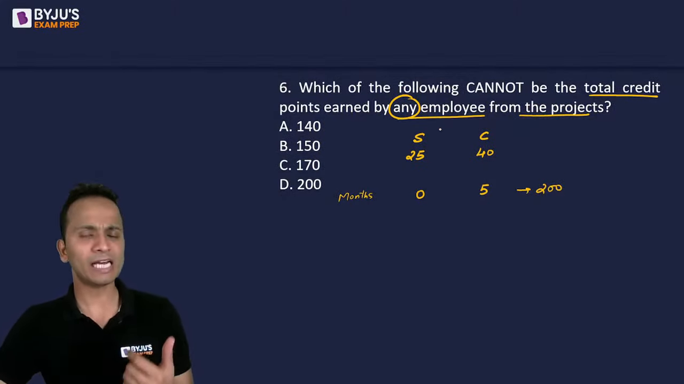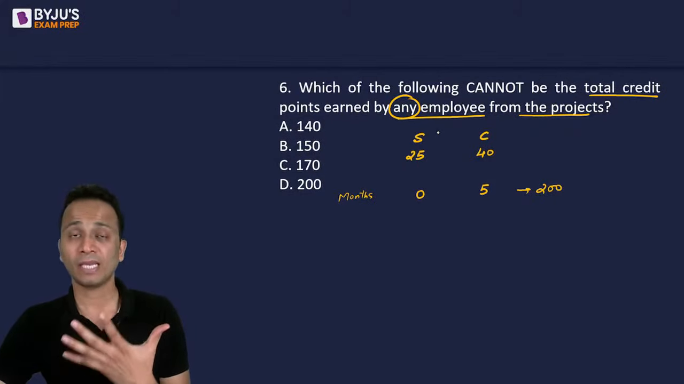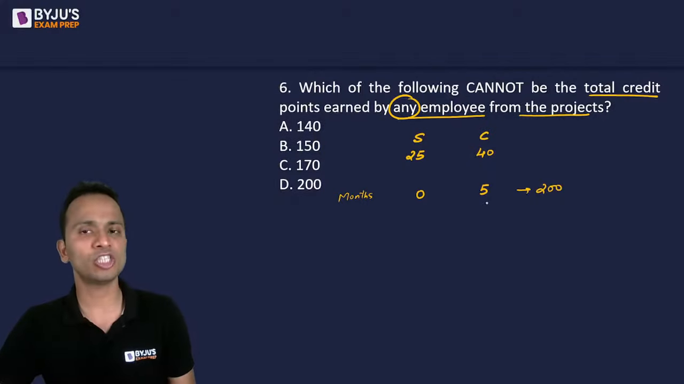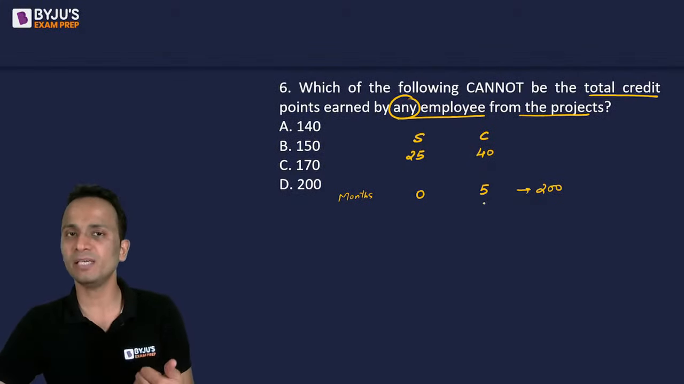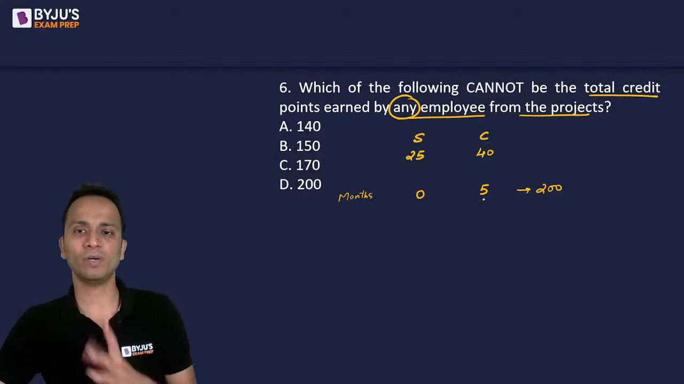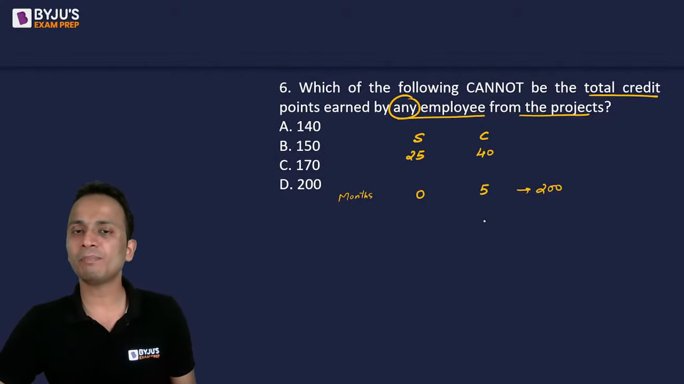So any employee has worked for 5 months. It can happen that in all these 5 months he has worked on a challenging project. He has worked in a team which is handling a challenging project. Every time this has happened, okay? It may also happen that for 4 months he has worked on challenging and 1 month on standard. So money earned will be 4 multiplied by 40 plus 1 multiplied by 25, that is 185.